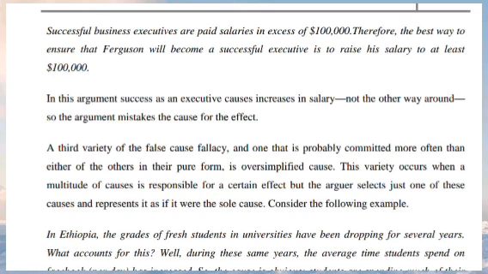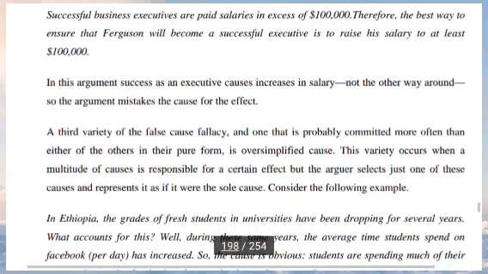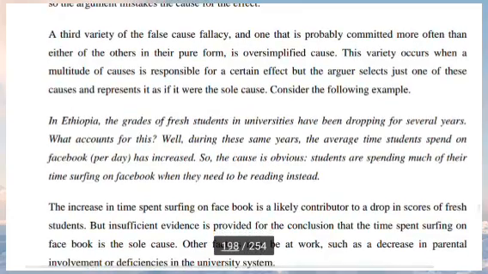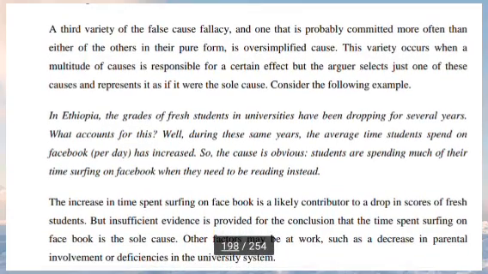So this is called the post hoc fallacy. And the second form of false cause is non causa pro causa. It means not the cause for the cause. And this variety is committed when what is taken to be the cause of something is not really the cause at all, and the mistake is based on something other than mere temporal succession.